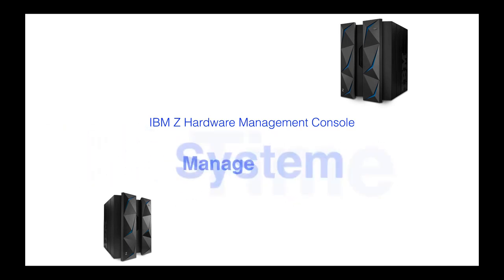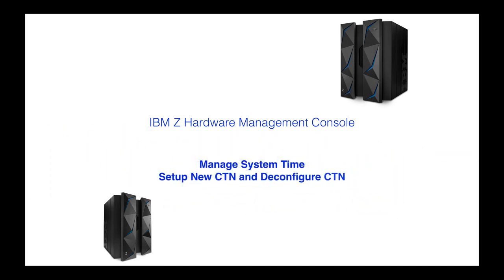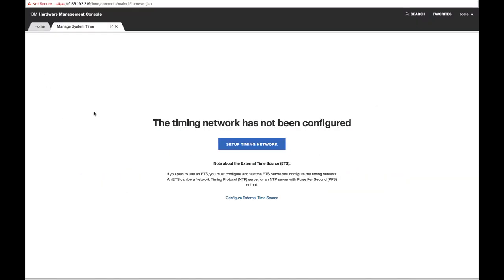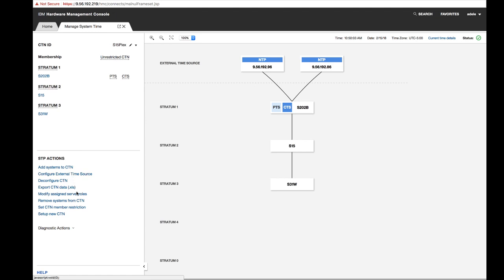One of the actions a system administrator can perform within the Manage System Time task is setting up a new CTN. Initially, when there are no CTNs configured, in place of the topology, the user will see a prompt to set up a new CTN. Set up new CTN is also always listed under the STP actions.